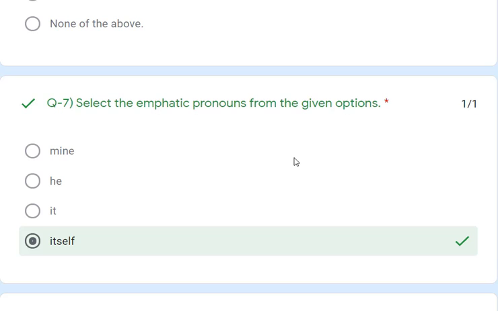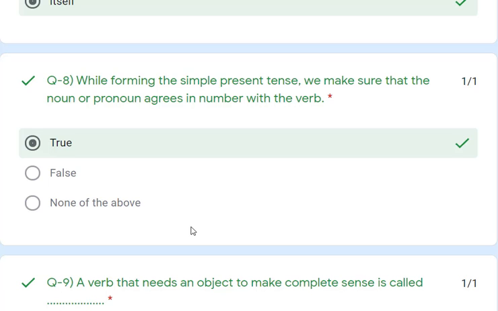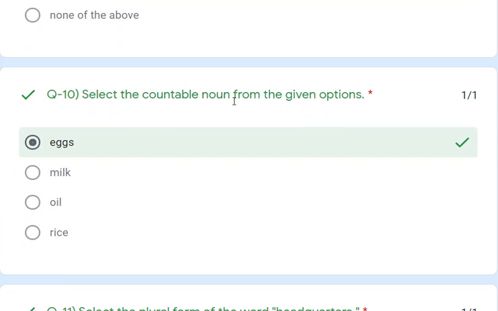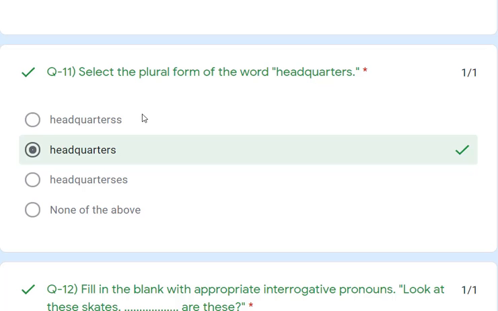Emphatic pronouns, which is itself, is the emphatic. Then what do we need to do here? Simple present tense. While forming the simple present tense, we make sure that noun and pronoun agree in number. If he or she, whatever it is, it should agree properly. So that is true. A verb that needs an object to make complete sense is called a transitive verb. Countable noun from the options, X is the countable noun. The remaining are uncountable. Select the plural form: headquarters.